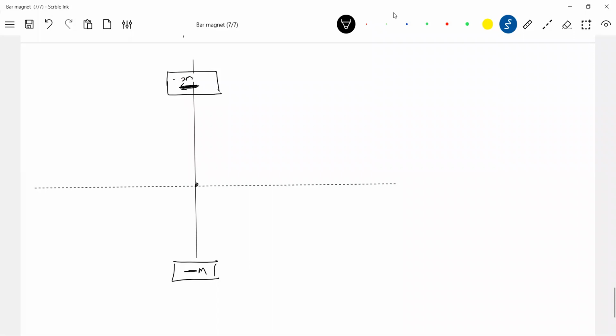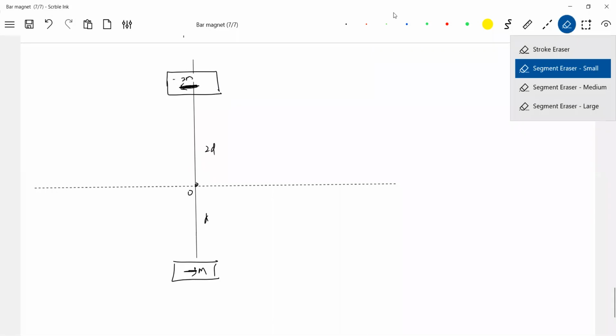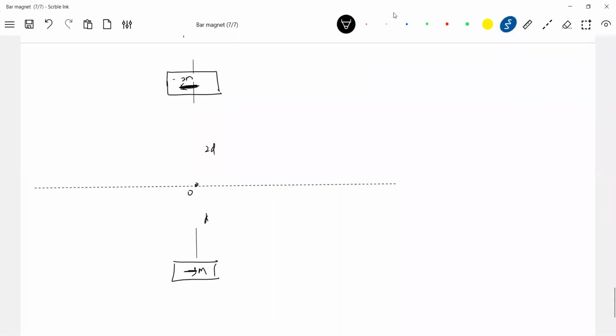Now let this distance be 2d and this is d. So I want the field at the origin. Look at the orientation of the bar magnets. They are oriented in this way. You have to calculate the field at the origin. So where is the origin? It lies on the equatorial line.